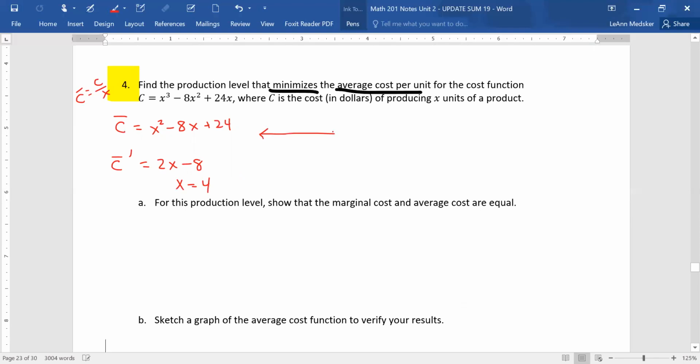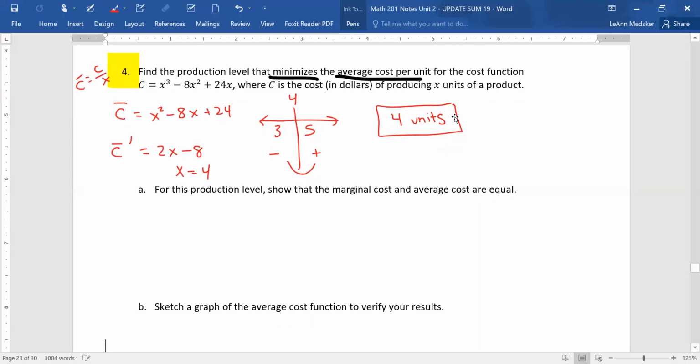And we could double check that that really does minimize by doing a test of our signs. And we would plug it into our derivative. So this says that that's 6 minus 8, so that's negative, and 10 minus 8 is positive. Therefore, notice that is a minimum because it is decreasing to increasing. So we would say, and they only asked us for the production level, which is the number of units. So 4 units is what they would need to produce to minimize the average cost per unit of the cost function.